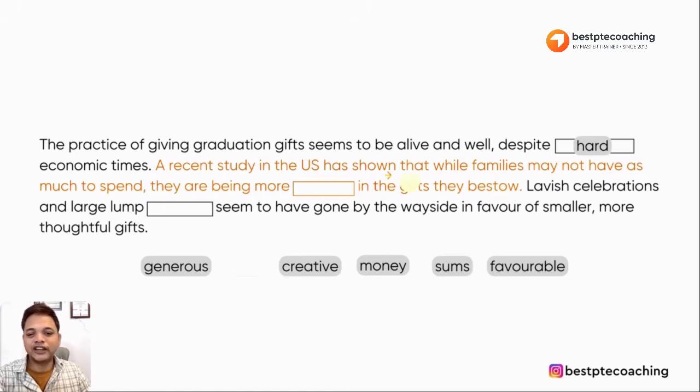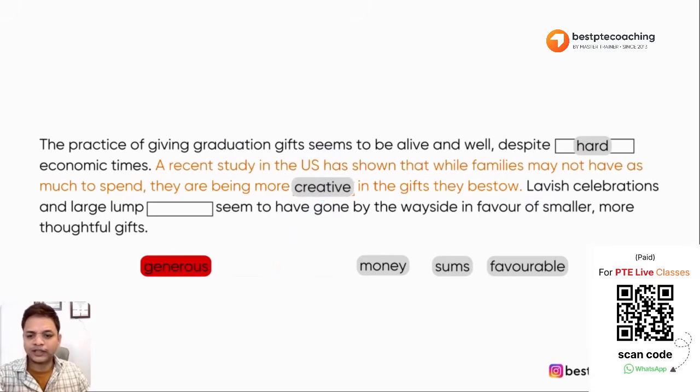Right? They don't have enough to spend, so they cannot be generous. So then what they can be is creative, because they don't have enough money. They want to still gift it because the graduation gifting is alive and well. So I choose: they are being more creative in the gifts they bestow. You might be thinking generous is the correct answer. It is going to be correct when they have ample money, very much sufficient money. But that's not the case here.